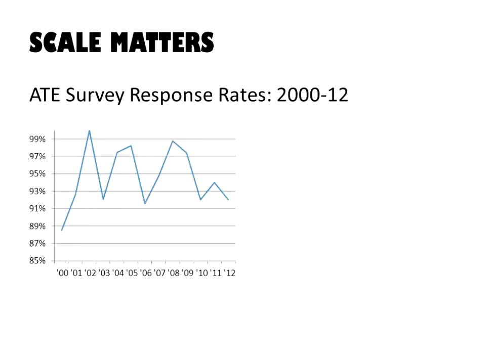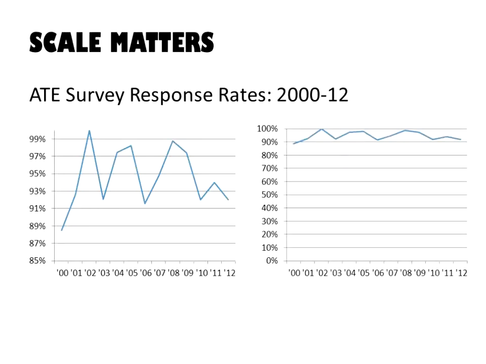When you create a chart in Excel, it's going to pick a scale for you based on the range of your data. In this example, and this is the response rates for the annual ATE survey, which is going on right now. It's been going on for 12 years, I guess, 13 years. Excel automatically selected 85% as the minimum because of the range of the data. And if you just looked at this at a glance, you would think that the response rate has fluctuated wildly over the years. But when we adjust the scale to start at 0, we actually see just a modest amount of variation between 88 and 100% over the years.